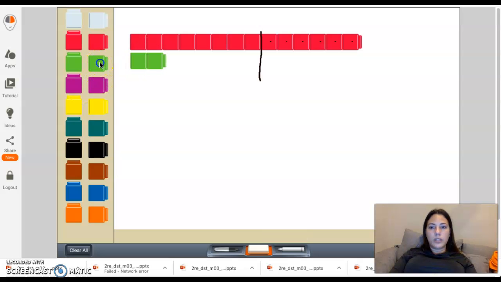So I know that there's 1, 2, 3, 4, 5, 6, 7, 8. So they wanted to know how many turtles there are in the pond. I know there's 6 less. So how many are there? There's 1, 2, 3, 4, 5, 6, 7, 8. Yep, there are 8 turtles in the park.